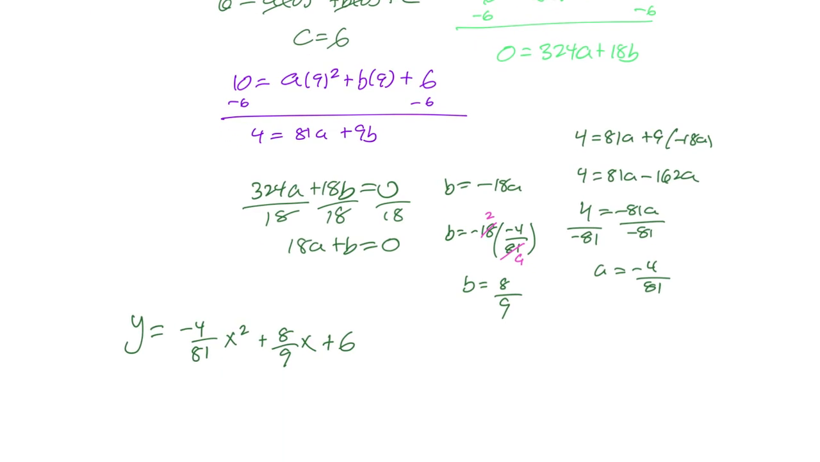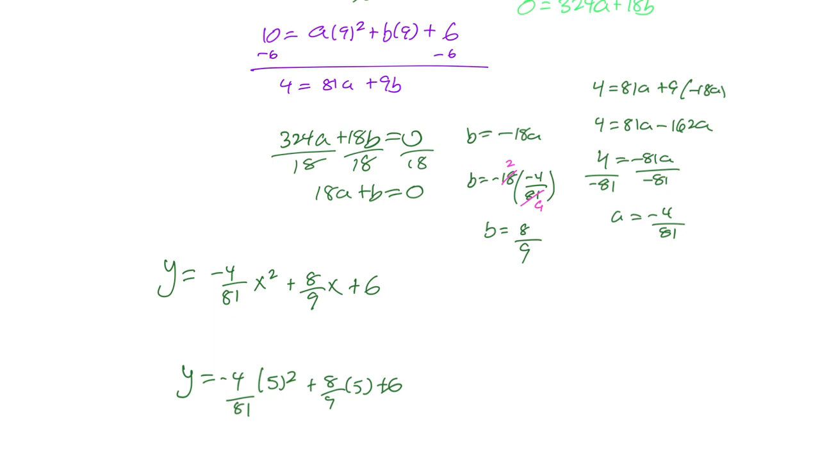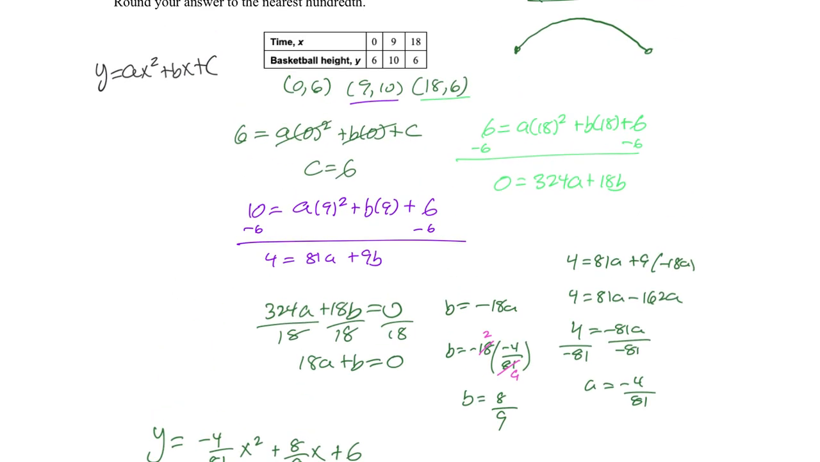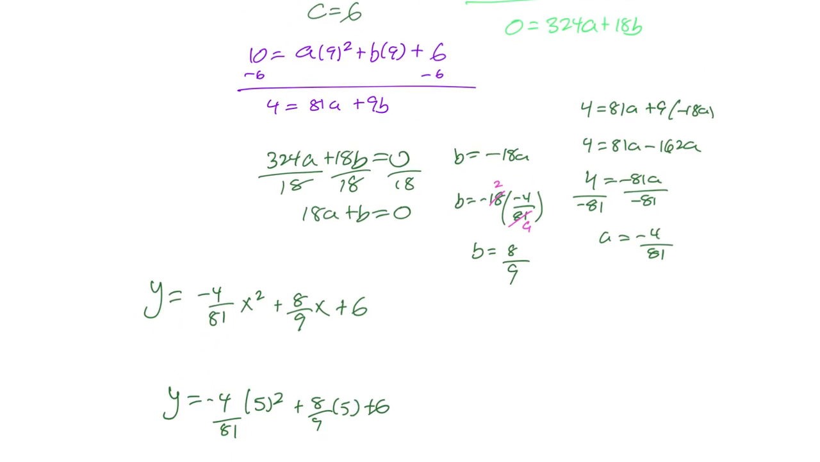Now I want to find what happened at 5 seconds, so I'm going to substitute 5 for x: negative 4 times 5 squared over 81 plus 8 over 9 times 5 plus 6. Let's put that directly on your calculator. Negative 4 times 25, because 5 squared is 25, divided by 81, plus 40 divided by 9, plus 6. That should give you approximately 9.21 feet.